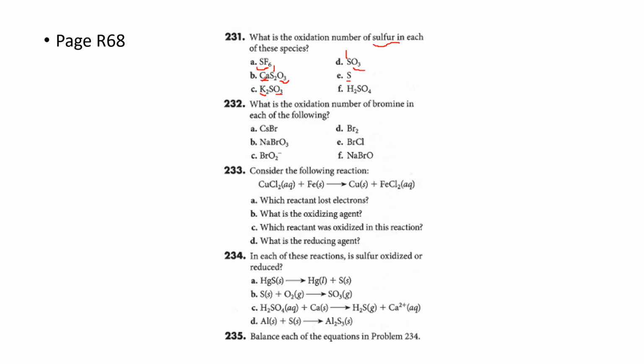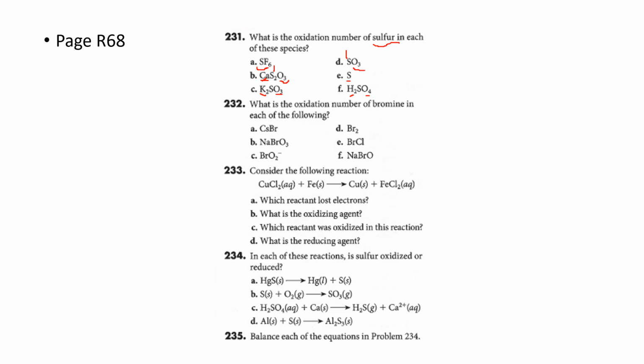All right, last one here. F, hydrogen is a +1, oxygen is a -2. There's 4 oxygens, which is a total of -8. There's 2 hydrogens, which is a total of +2. The -8 and the +2 become -6, so the sulfur has to be +6 in this one as well.